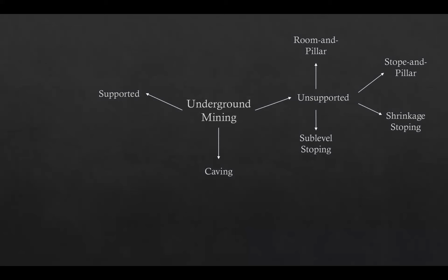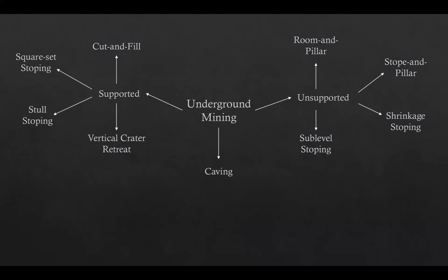The supported methods of mining are often used in mines with weak rock structures. We need some kind of support in the mine to make the working environment safe. Otherwise, there can be some failure of the rock. These methods include cut and fill, square set stoping, stirrup stoping, and vertical crater retreat.